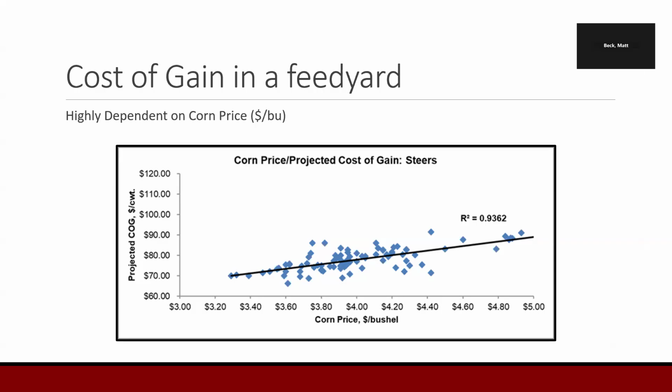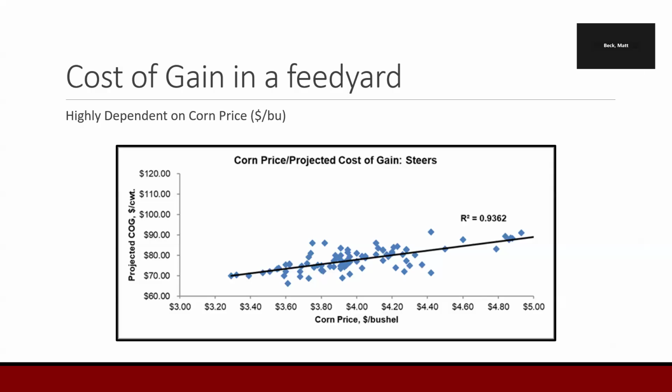So here we have projected cost of gain. Here we have corn price in dollars per bushel. And that R squared, 0.9362. Does anyone, graduate students mostly, what does R squared tell us? Well, it's correlation squared, isn't it? So it's literally Pearson's correlation times Pearson's correlation. Okay, but what does that indicate? How close fitting it is.